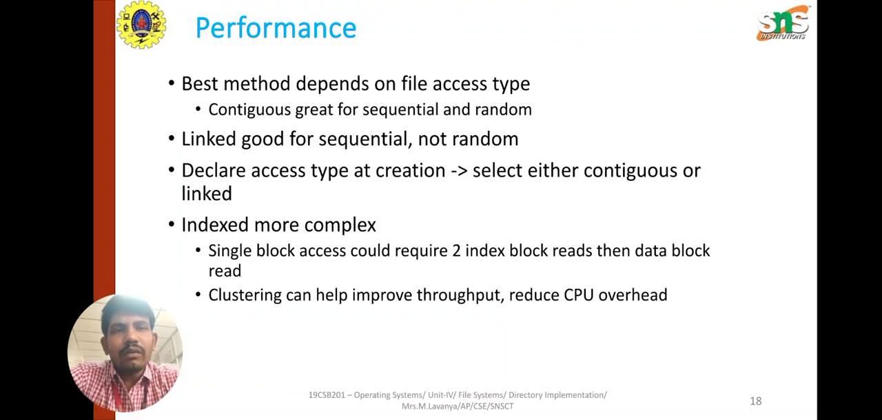Now for performance. The best method depends on the file access type. Contiguous is great for sequential and random access. Linked is good for sequential, but not random. So the access type of the application should decide the selection of either contiguous or linked. Indexing is more complex, and a single block access could require reading an index block and then the data block. Clustering can help improve throughput and reduce CPU overhead. This is the performance of the file allocation concepts.